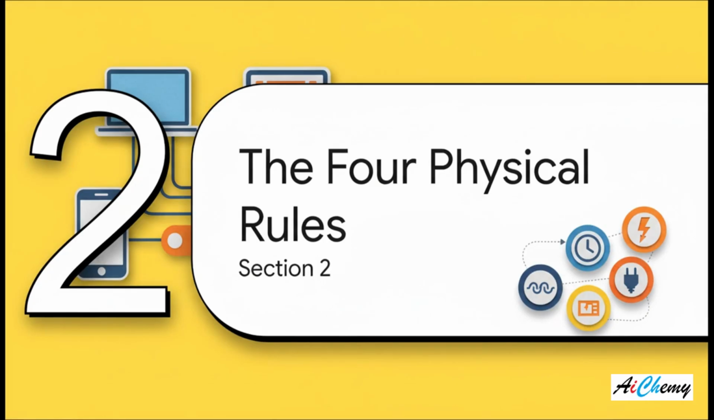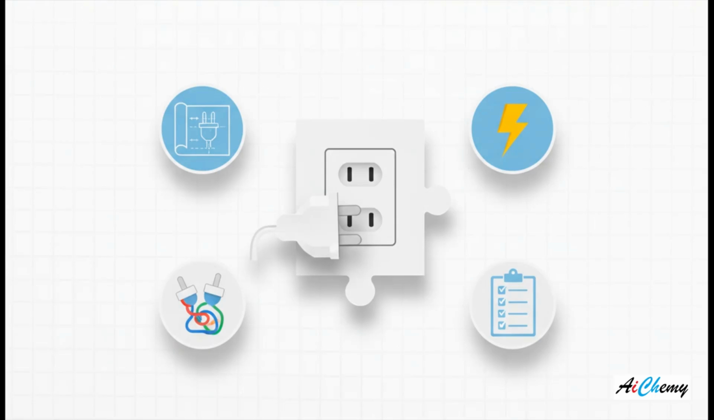Okay, so how does this actually work? That brings us to Section 2, the 4 physical rules. For any 2 gadgets to talk to each other on this level, they have to agree on 4 fundamental things. Honestly, the easiest way to wrap your head around this is to think about a simple power outlet, right? For your phone charger to work in any wall socket, the plug and the socket have to agree on the basics: the shape, the amount of voltage, what each little prong is for, and the right way to plug it in. The physical layer works on those exact same principles.